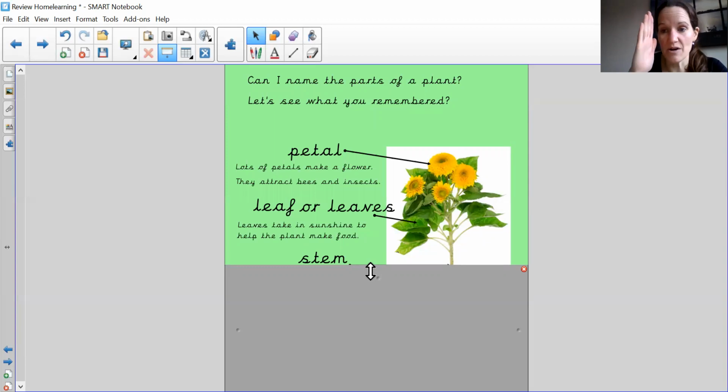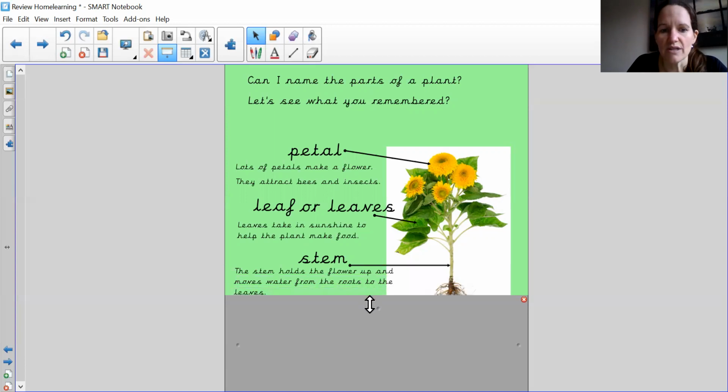Well done. It helps the flower to stand up straight so the petals and the leaves can get closer to the sun. And also, it brings up all that water and nutrients from the roots. So the stem holds the flower up and it moves the water from the roots up to the leaves.